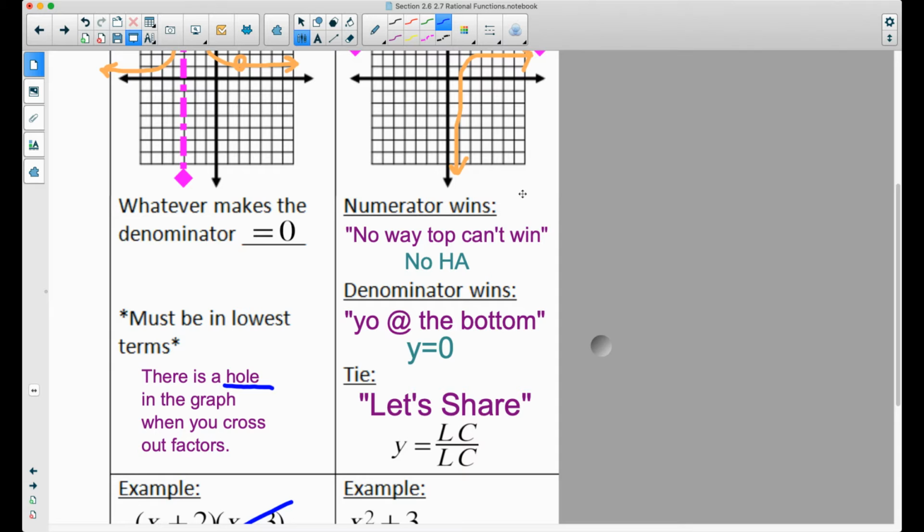They're weird to see in all of this right now, but when we start doing examples, hopefully it'll click and make a little bit more sense. But you're comparing the degrees, which is the highest exponent, and you're determining from there. So if the bottom has the highest degree, it's y equals 0. That's what's in teal here. This would be no horizontal asymptote. And then let's say you had 2x squared over x squared. Then your horizontal asymptote would be y equals 2 over 1, which would just be 2.